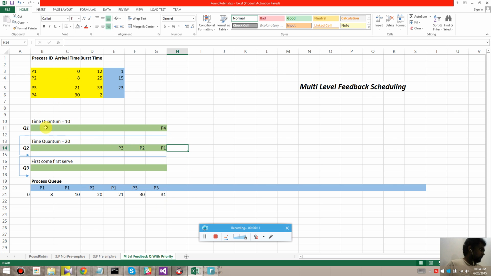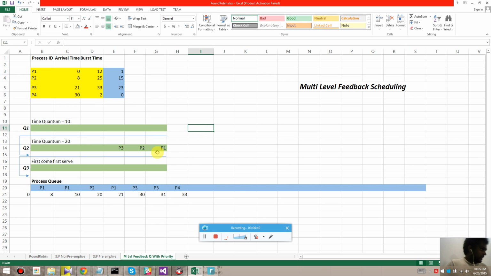So again Q1 has the highest priority, so I have to execute Q1 again, whichever process is in the Q1, and process P4 has a burst time of 2, so from 31 to 33 process P4 will be running, and process P4 will be completed, and I have to mark this one as 0 because the process completed totally.